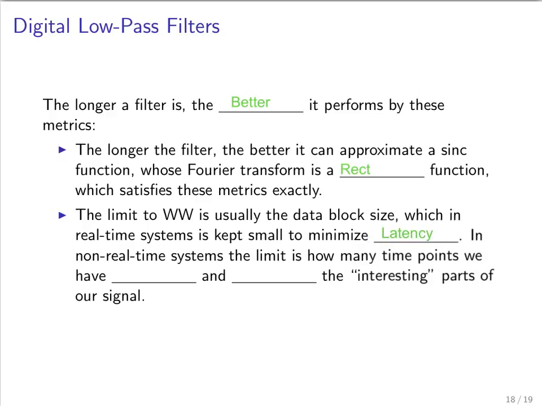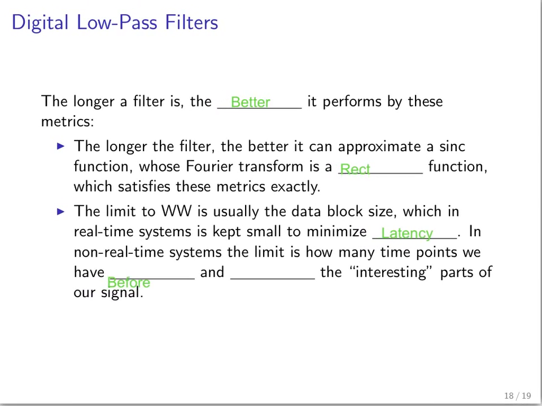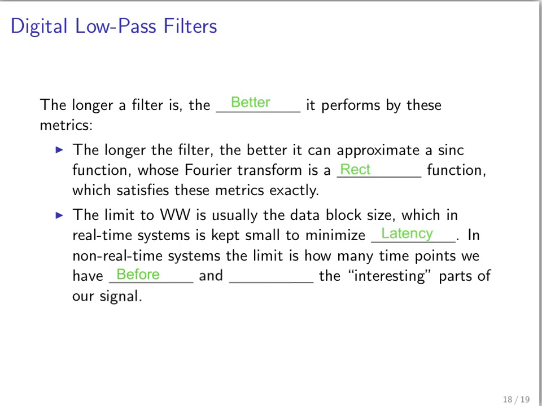Okay? In non-real-time systems, the limit is usually how many time points we have before and after the interesting parts of the signal. That is, if we can take all the time points that we collect in a given experiment, that can often be many thousands or hundreds of thousands of samples. And so there, the only limit to how long of a filter you can use is going to be the amount of time that you have on either end of the signal.